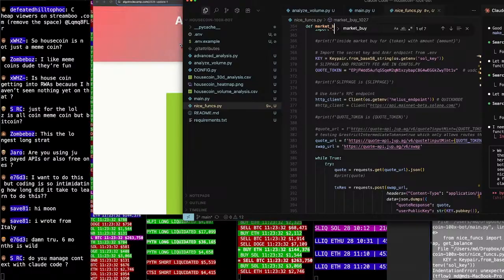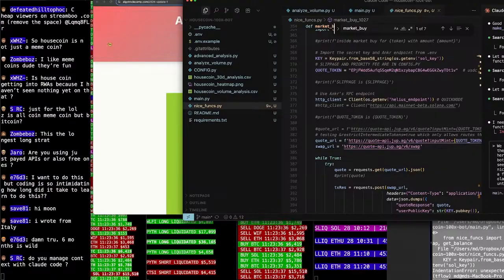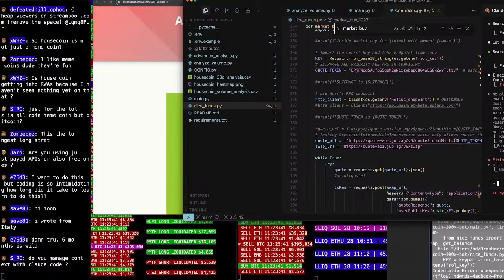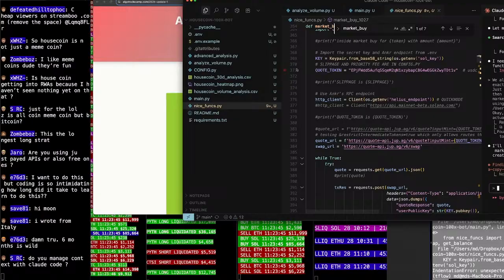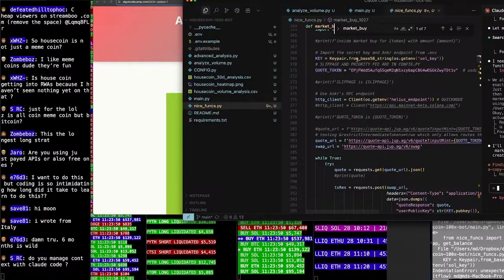Okay, just keep doing this until the main.py actually works. Do you manage context with Claude Code? Damn, true. 6 months is wild. I was facing many syntax errors.